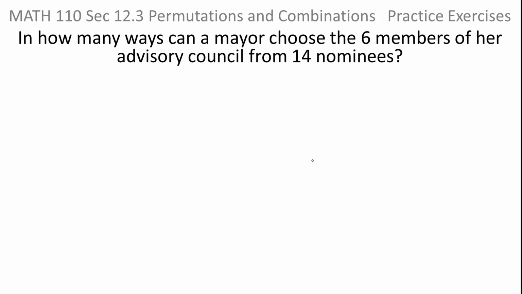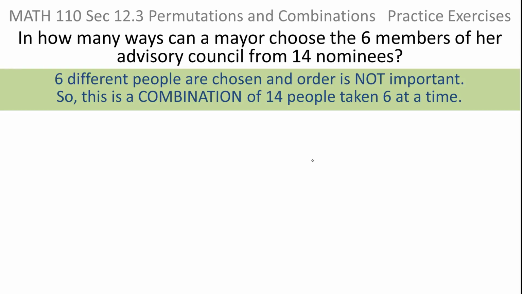In how many ways can a mayor choose 6 members of her advisory council from 14 nominees? Again, you're choosing 6 different people, and order isn't important. You're just choosing them to be on the council. It doesn't matter what order you pick them in. They are on the council. Again, that's the signature of a combination.